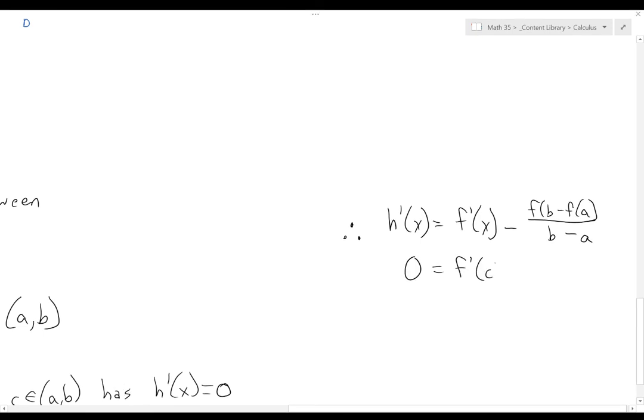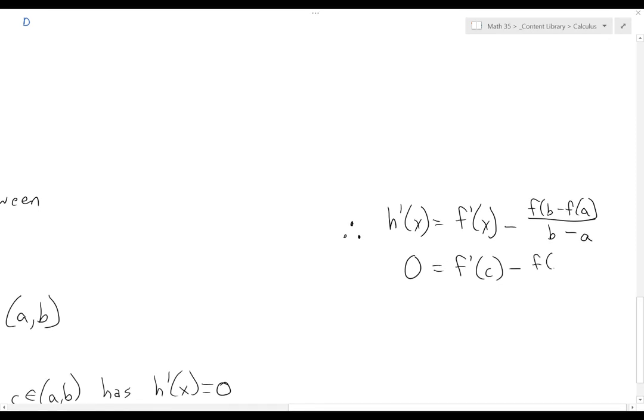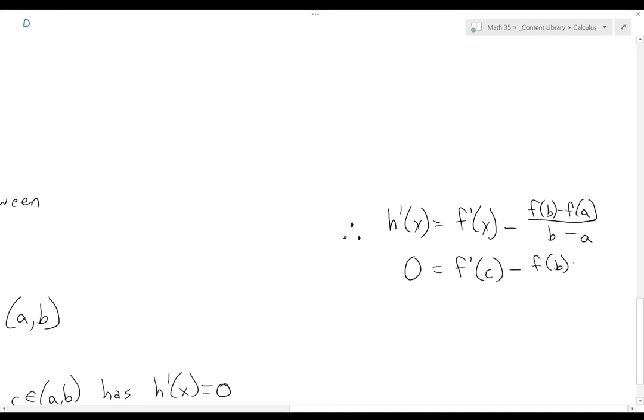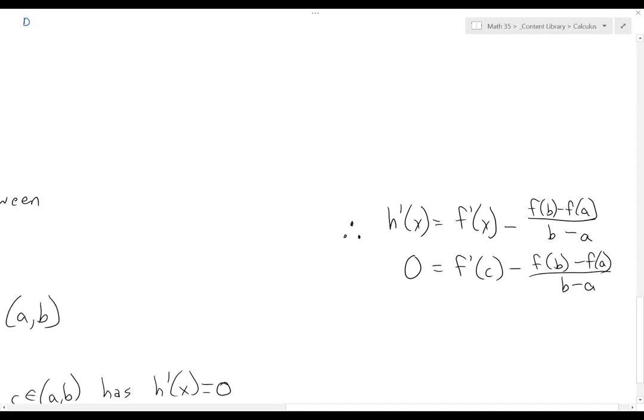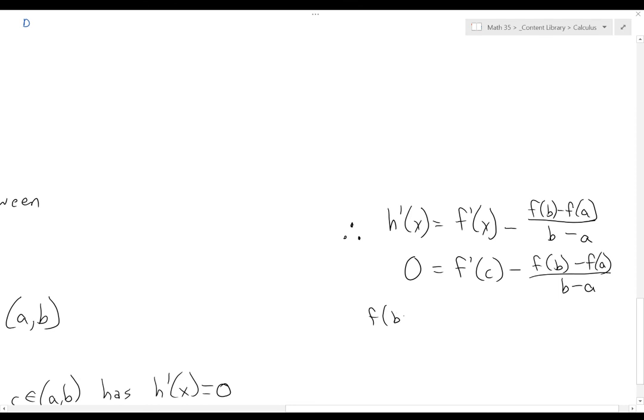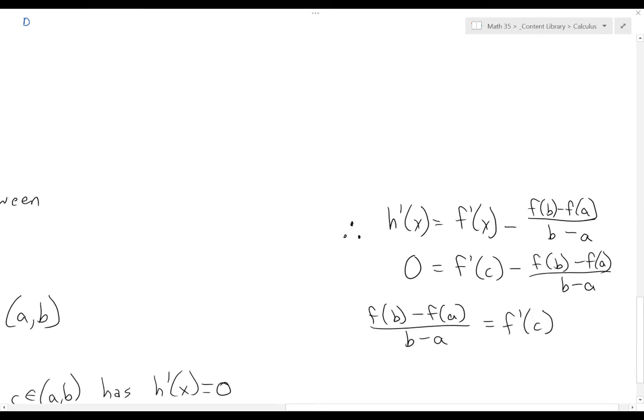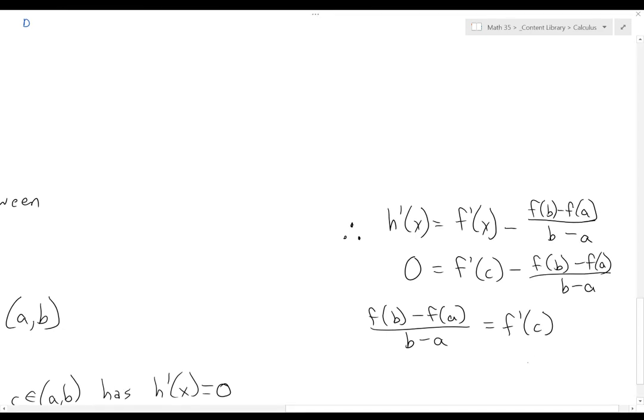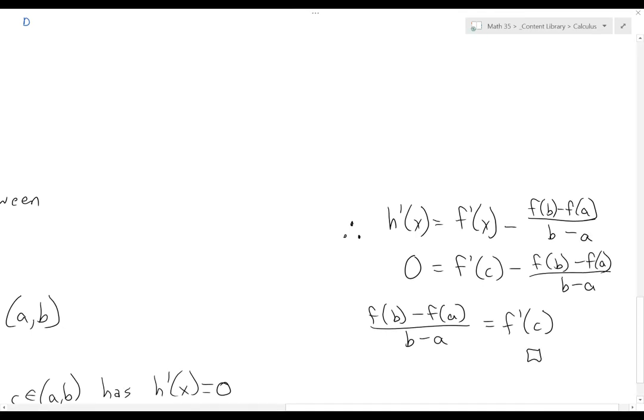So then f prime of c minus f at b minus f at a over b minus a has to equal 0, which means that f at b minus f at a over b minus a has to equal f prime at c, which is what the mean value theorem tells me is happening: somewhere the derivative is exactly equal to that average slope. So that's the proof of the mean value theorem. It's the formal proof. Informally, we kind of understand why it has to be true, but this is mathematically why it is true.